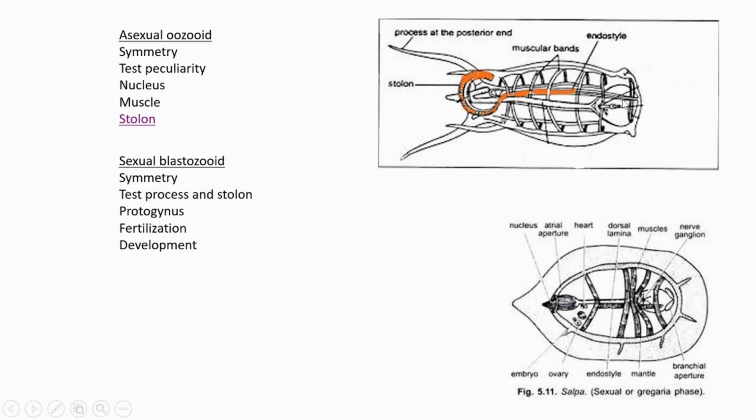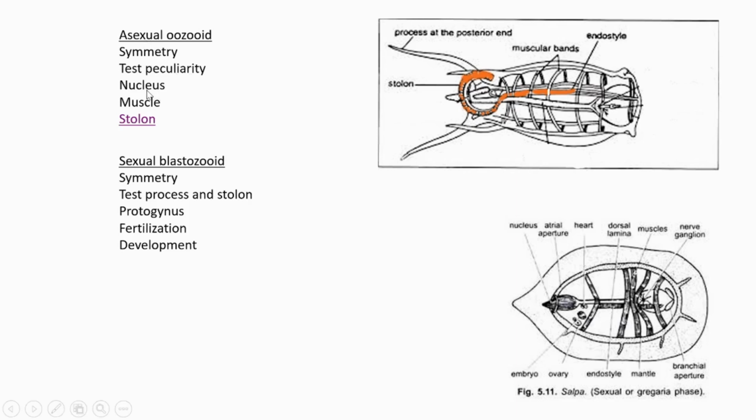And posteriorly, on the posterior side, here, the test is produced into two processes. That is a peculiarity of the test of the Salpa during its asexual phase.